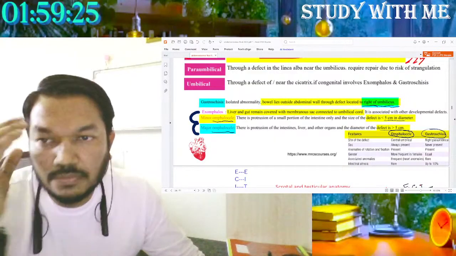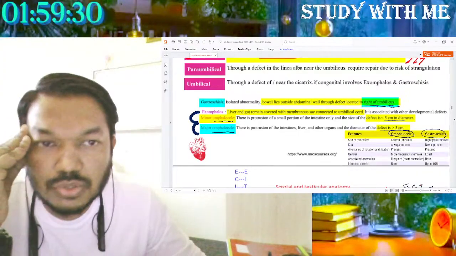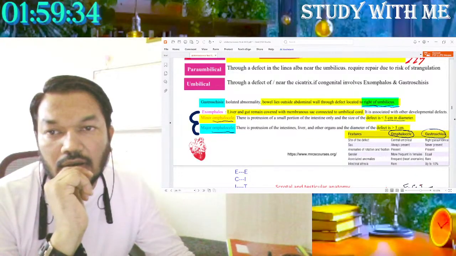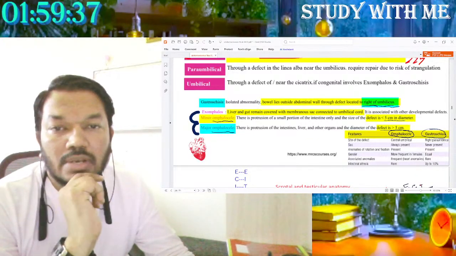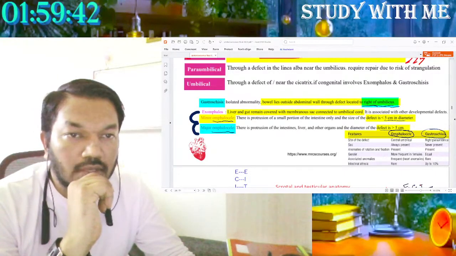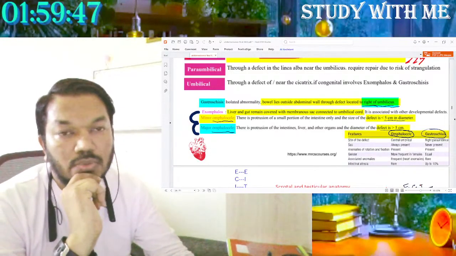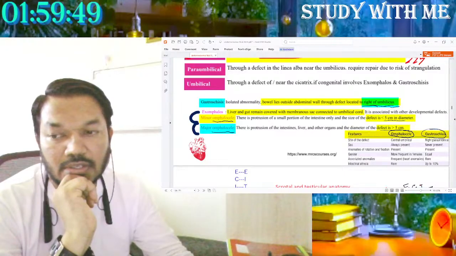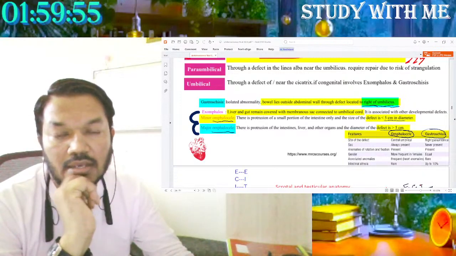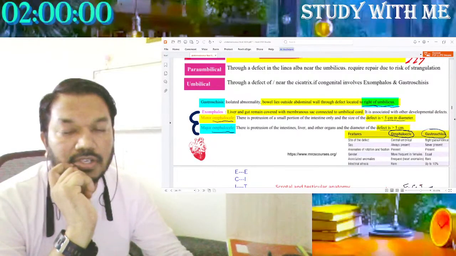Then these two terms, gastroschisis and exomphalos. Gastroschisis means an isolated abnormality where bowel lies outside of the abdominal wall through the defect located to the right of the umbilicus. If there is any abdominal wall defect which is right to the umbilicus, then it is called gastroschisis. And if it is through the umbilicus, it is called exomphalos.